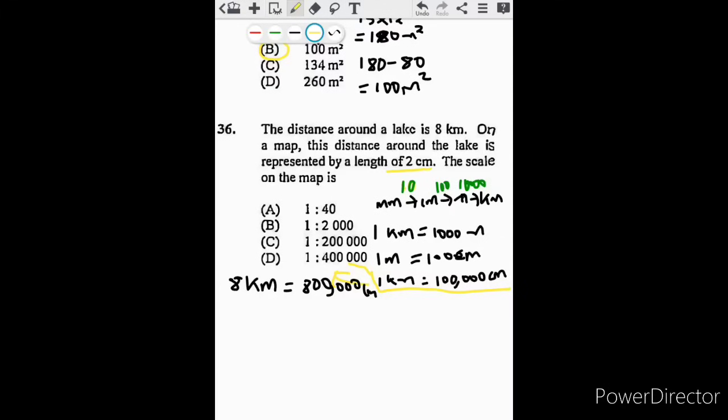Therefore, we need to divide our centimeters by 2 since the length is doubled. So 800,000 divided by 2, and we'll have that as 1 to every 400,000. So 800,000 divided by 2 is equal to 400,000, and that gives us our answer as D.